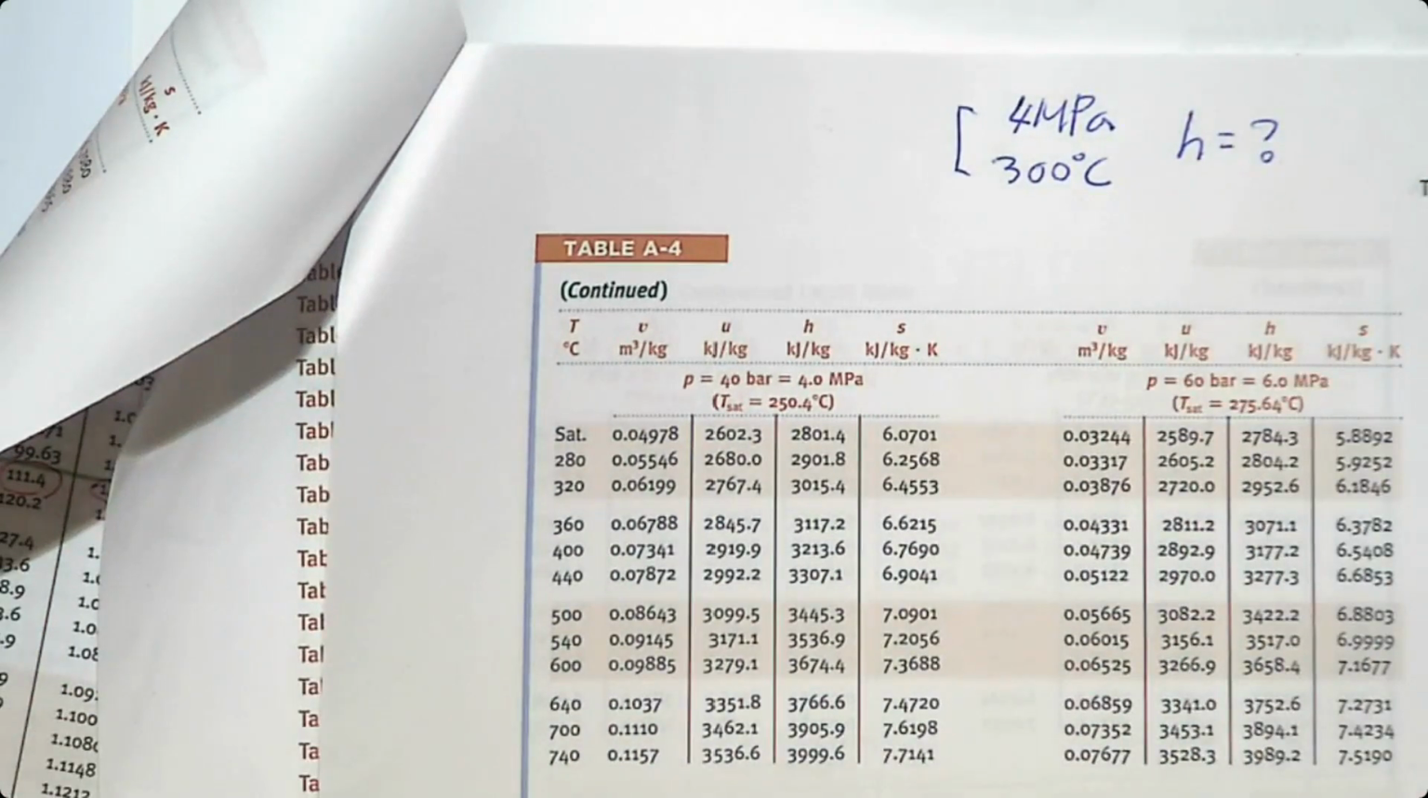So do you know how to determine H? Oh, H is right here. So the H of my system should be somewhere in this column. So which one? 4 megapascal. We just need to find the temperature, 300. Oops, there is no 300. The 300 is greater than 280 and less than 320, so somewhere in the middle. So the H value is going to be between these two values.